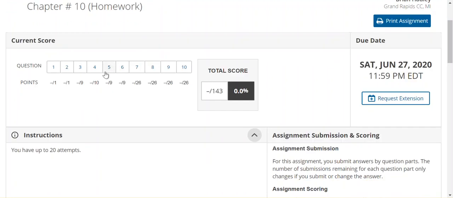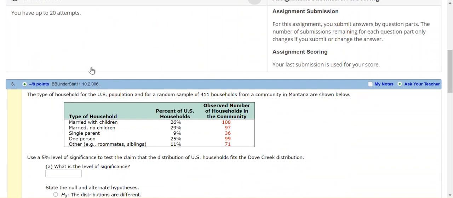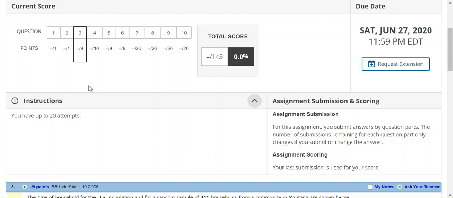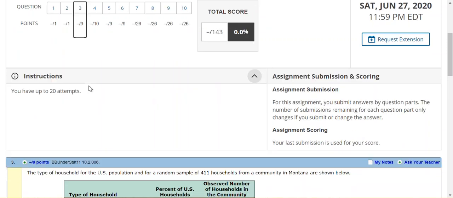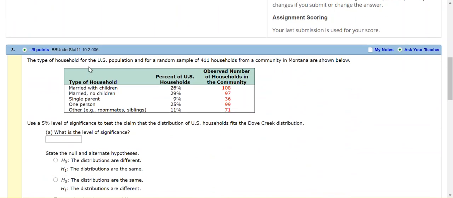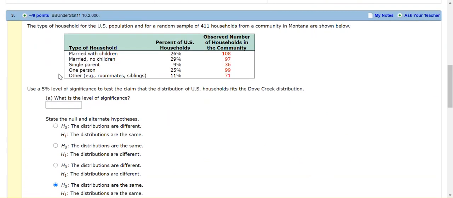We are going to work through problem number 3 on our homework. Problem number 3 corresponds to chapter 10, section 2, question number 6 from its homework. So we are told that the type of household for the U.S. population in a random sample of 411 households from some community in Montana are shown below.